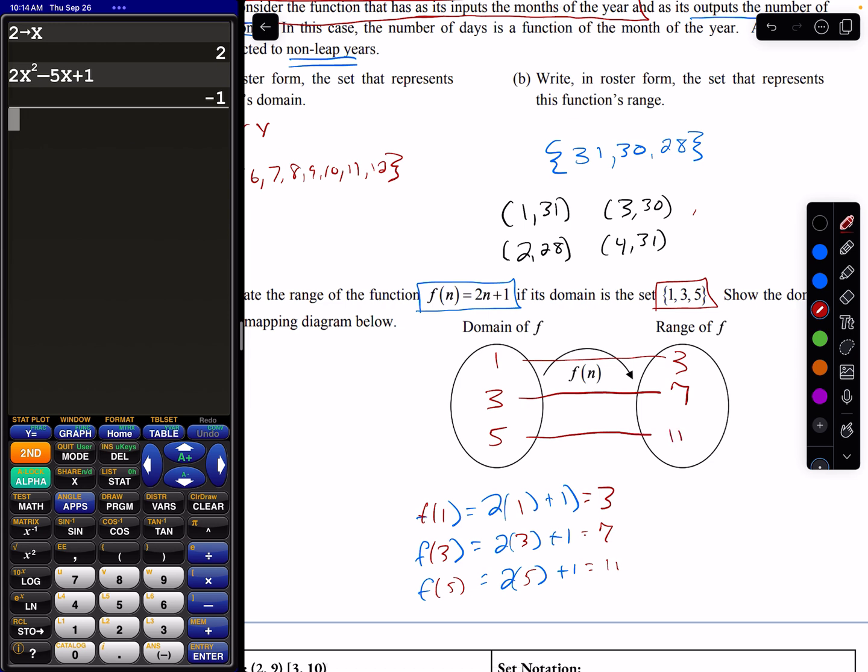Okay? So notice the domain is the set of x values, what I'm substituting in. In this case, n is the independent variable. And then the y values are given in the range.